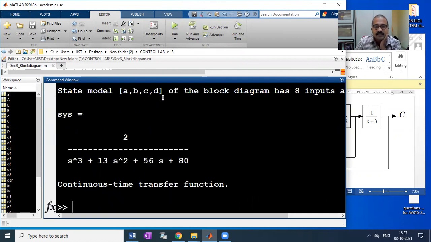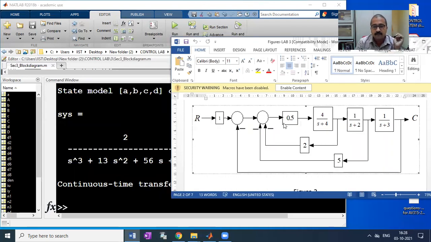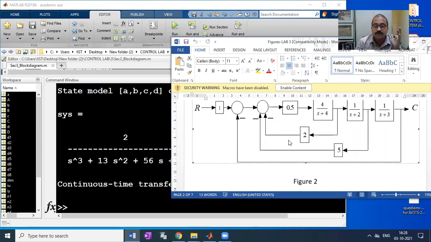So you can see here, the state model of the block diagram has 8 inputs and 8 outputs. MATLAB generates 8 small a's, 8 small b's, and so on for all the 8 blocks, but we cannot access that. The final transfer function will be 2 divided by s cubed plus 13 s squared plus 56 s plus 80. That will be the overall transfer function of this block diagram. This is how to use MATLAB for solving a block diagram.